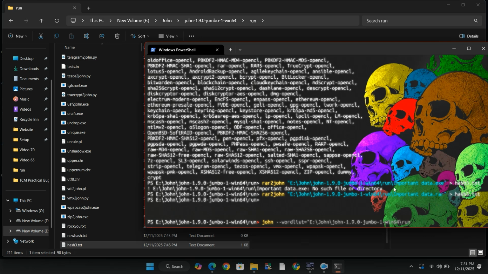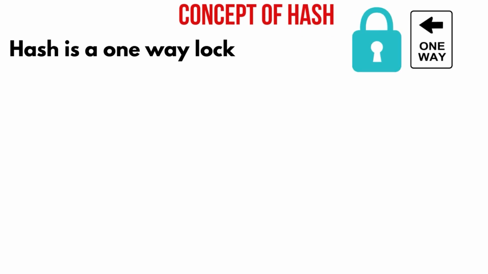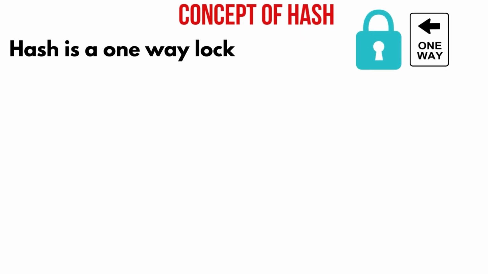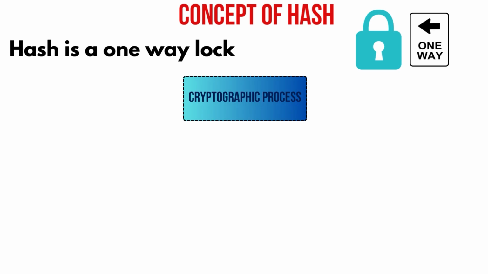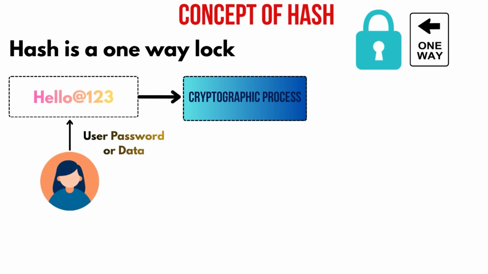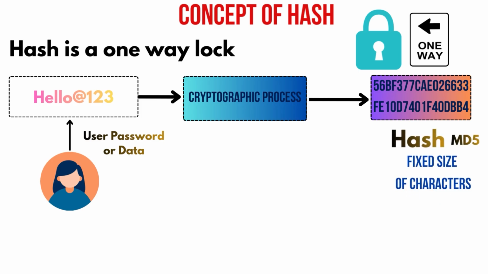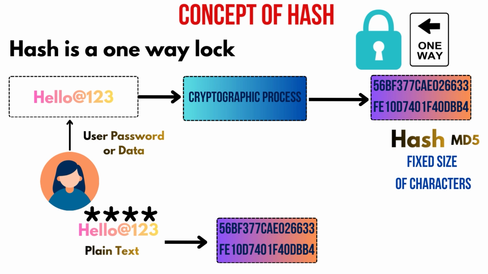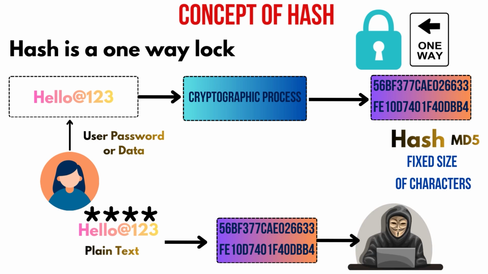Now, before we recover any password, we need to understand one critical concept: what a hash is. Concept of hash. A hash is like a one-way lock. It is a cryptographic process that converts user data, or a password, into a fixed-length string called a hash value. Passwords are never stored in plain text. Instead, they are saved as hashes, which makes it extremely difficult for anyone to read or understand the original password.